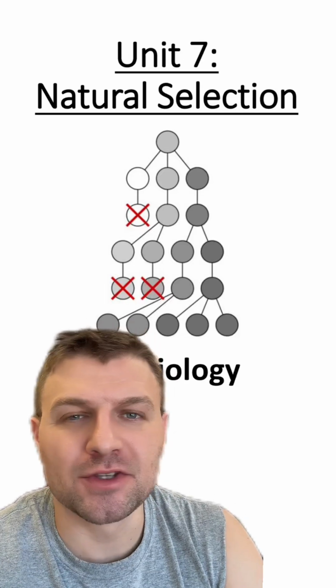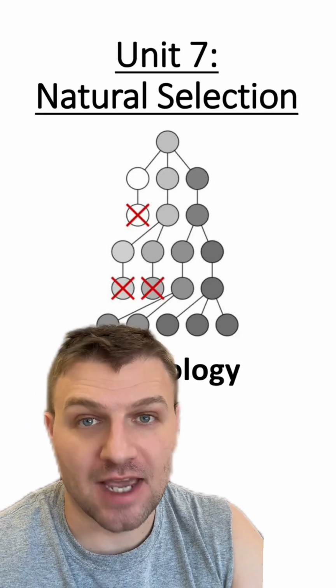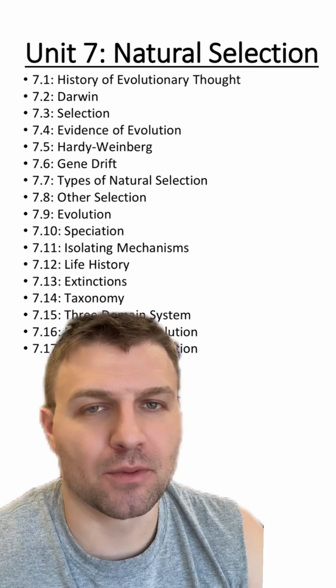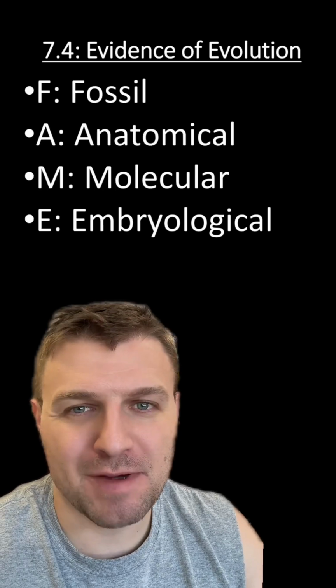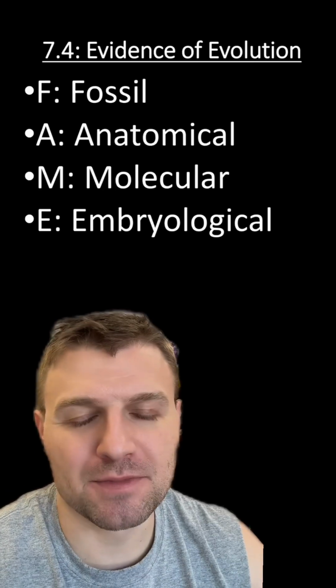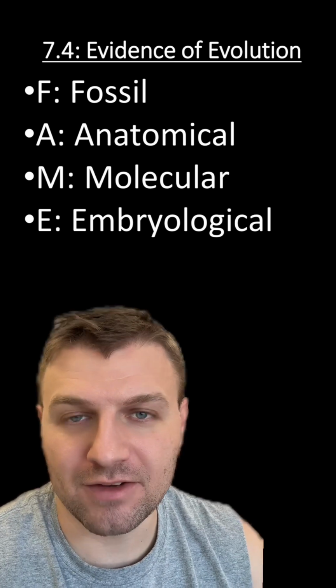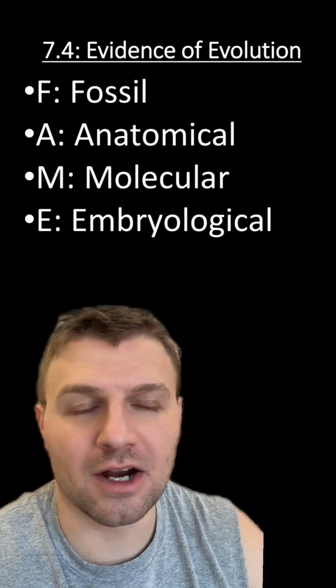Hello, AP Biology students. Let's go over the fourth section in Unit 7. In this section, we're going to talk about the evidence that supports the theory of evolution. I like to have my students memorize the word FAME for this section. This helps them to remember the 4 different types of evidence, which are fossil, anatomical, molecular, and embryological.